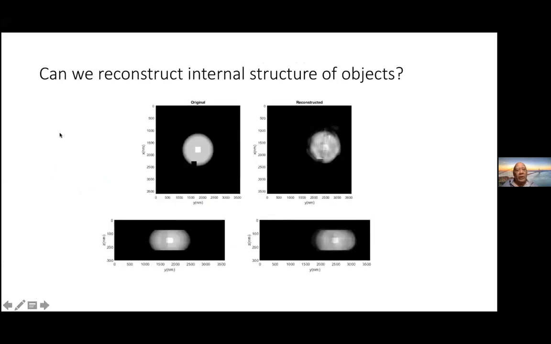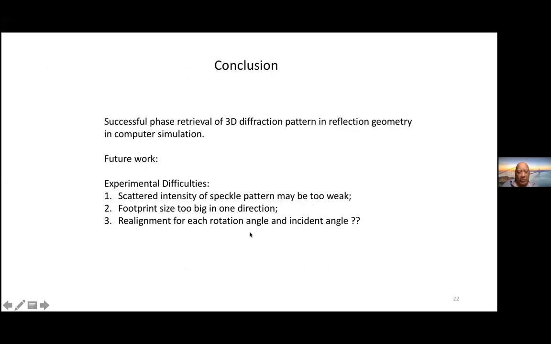Then we want to say, can we reconstruct internal structure objects? So we put a cube of rather lower electron density inside a sphere with the ends of the sphere chopped off. And this is the object, this is the reconstruction, this is the object, this is the reconstruction. So it looks pretty good.